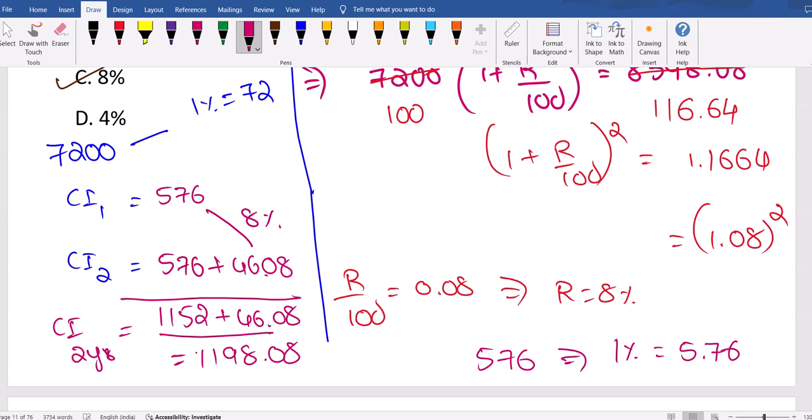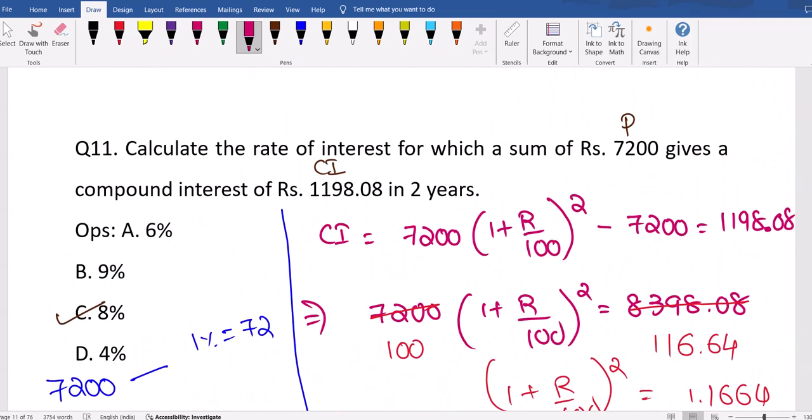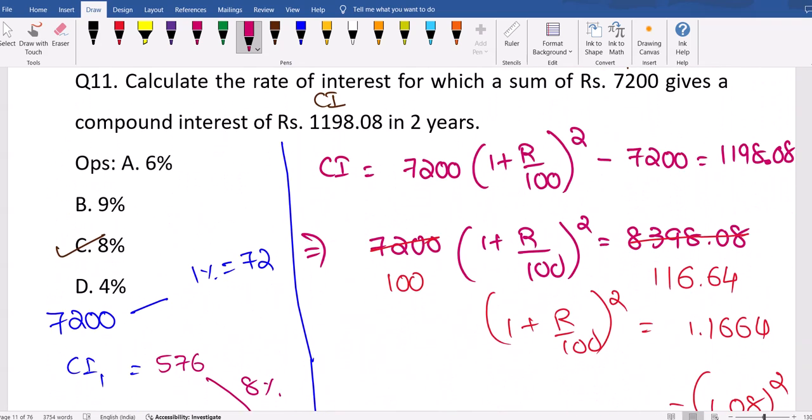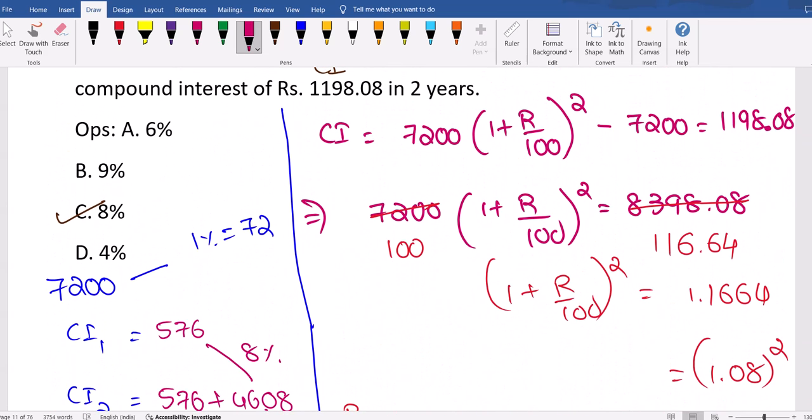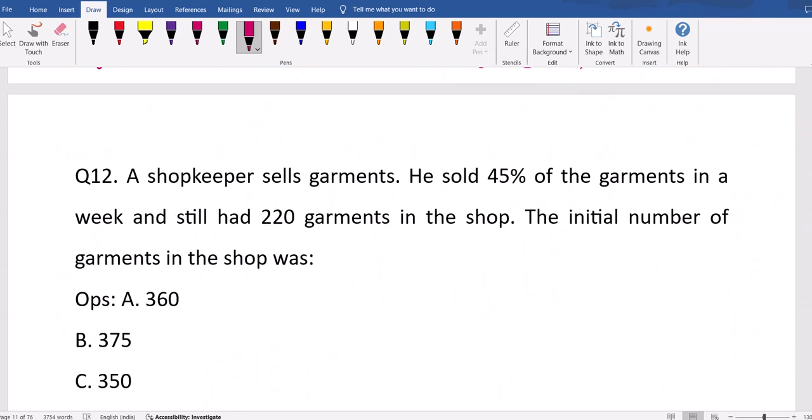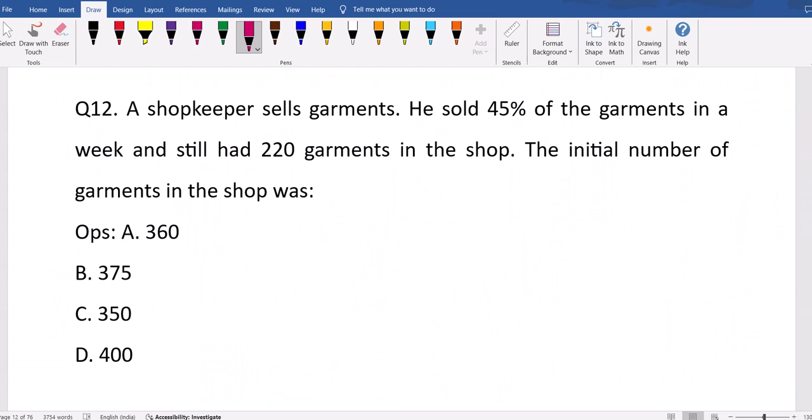You have already answered. You can check which is suitable. 8% is suitable. This is a straightforward method, but it involves hectic calculations that you need to take on. Ball is in your court. Here you need to take the task. Right. Next one, profit and loss.